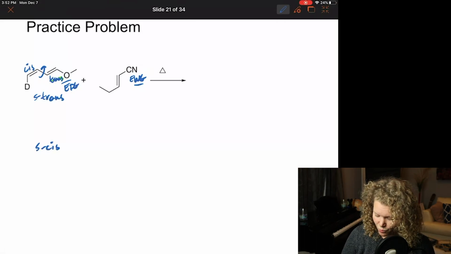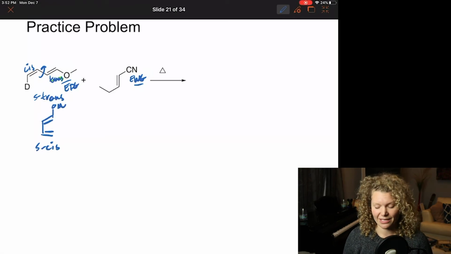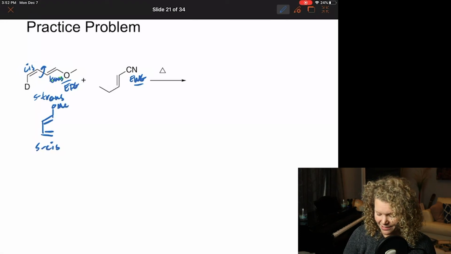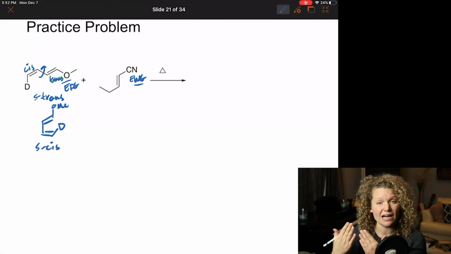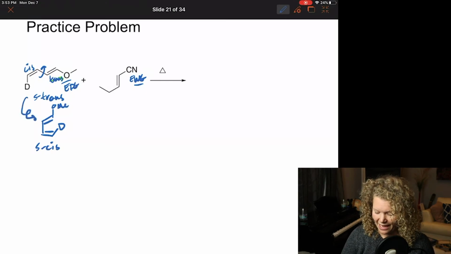So I'm going to first just draw a generic diene. I know that my top one here will be trans because we have a trans alkene. And then our bottom one here is a cis. So that means the deuterium is coming inward. Notice how the two groups are now. It's still a cis alkene. Okay, so we did our rotation into the S-cis. Let's redraw our dienophile.